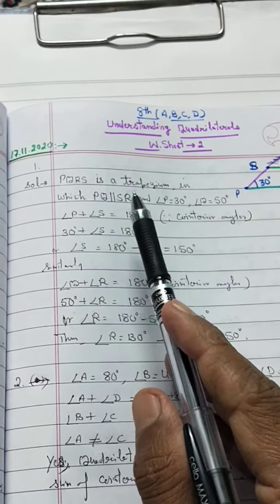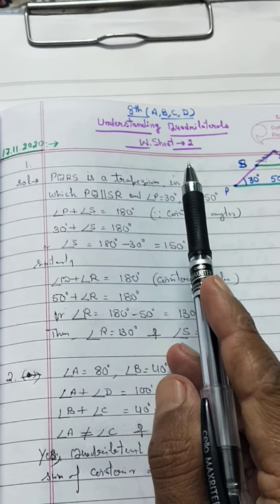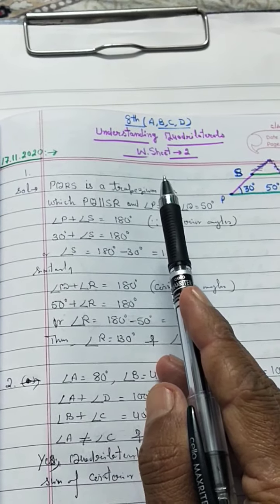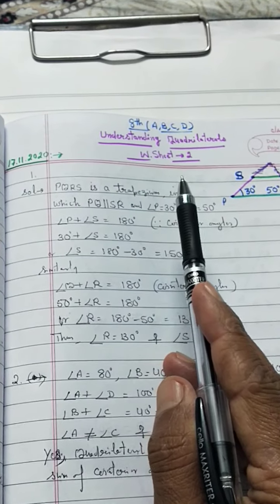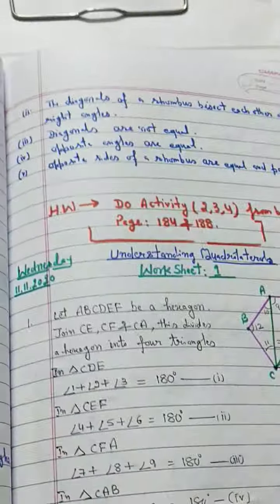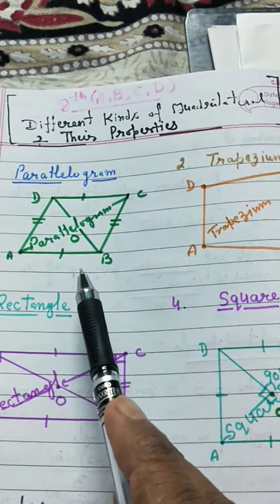So, understanding quadrilaterals, I have started this chapter and completed worksheet first. And today I have to start worksheet second. Before going to worksheet second, once again I recapitulate parallelogram and trapezium. This is a parallelogram and this is your trapezium.